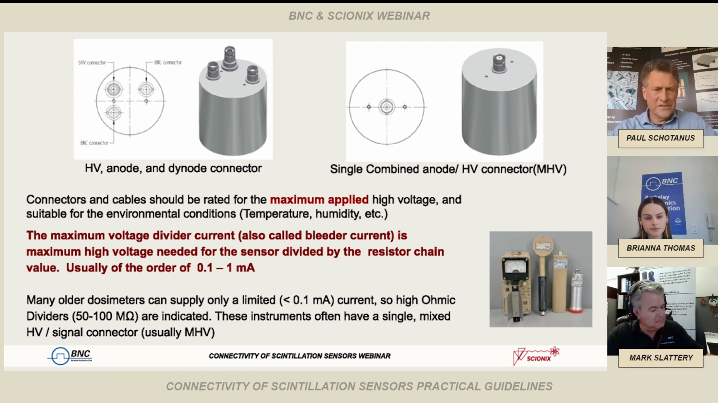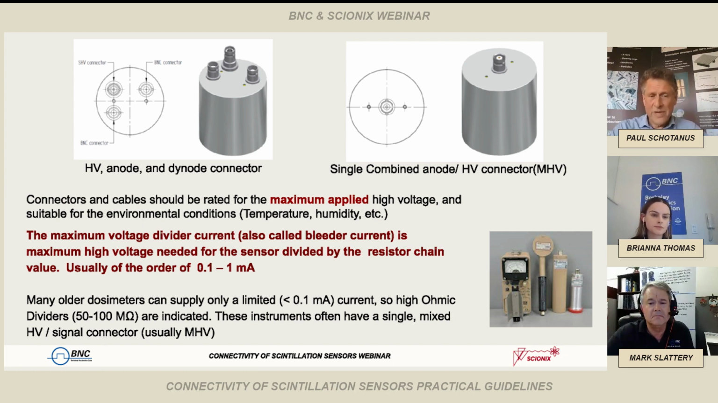Of course, all those connectors you are using on the scintillation sensor should be rated for the maximum high voltage you need to operate the phototube. And of course, this should be suitable for the environment you're using your sensor in: temperature, humidity. If you use a detector underwater, then of course the whole thing should be IP68 rated.